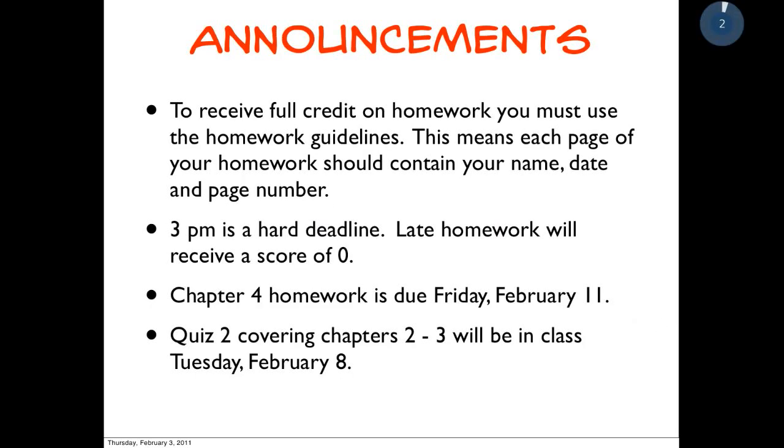Before I begin, I'd like to make a couple of announcements. First, remember that in order to receive full credit on your homework, you must use the homework guidelines. This means that each page of your homework should contain your name, date, and page number. 3 p.m. Friday is a hard deadline. Late homework will receive a score of 0. The Chapter 4 homework is due Friday, February 11th, and we will have an in-class quiz covering Chapters 2 through 3 on Tuesday, February 8th.